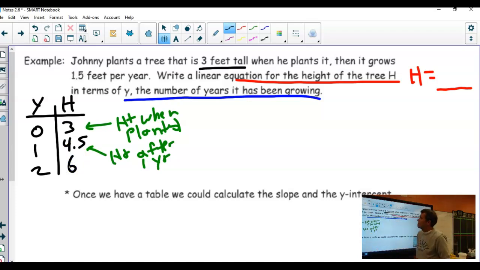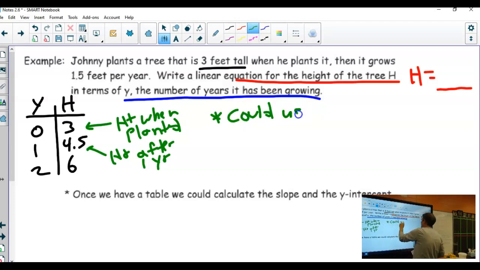All right, so when you make a table now, essentially you have made ordered pairs that would be on this line. And you could use those ordered pairs to write the equation for the line. All right?